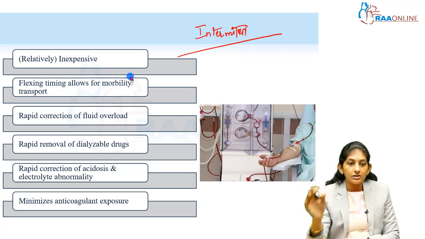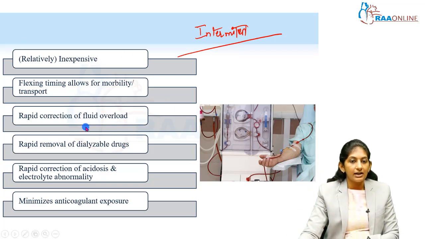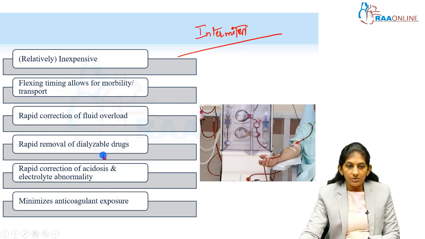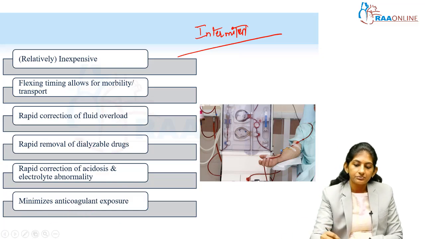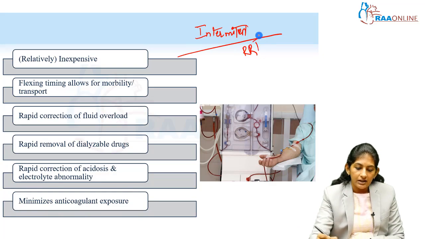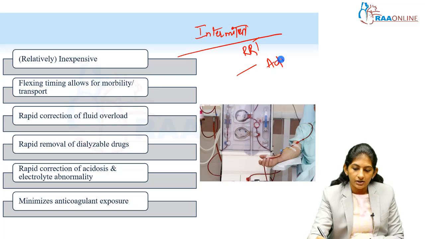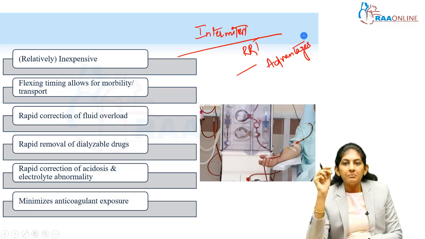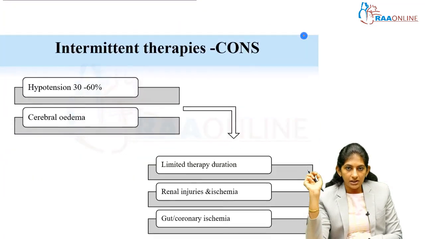In intermittent dialysis, you can also rapidly correct the fluid overload. So that is an advantage. The dialysable drugs can be removed, all your electrolyte abnormalities and acidosis can be rapidly corrected, and only for continuous renal replacement therapy should we use the anticoagulant. Here, in intermittent renal replacement therapy, we do not use anticoagulation. Okay, so this slide is about the advantages of intermittent renal replacement therapy.